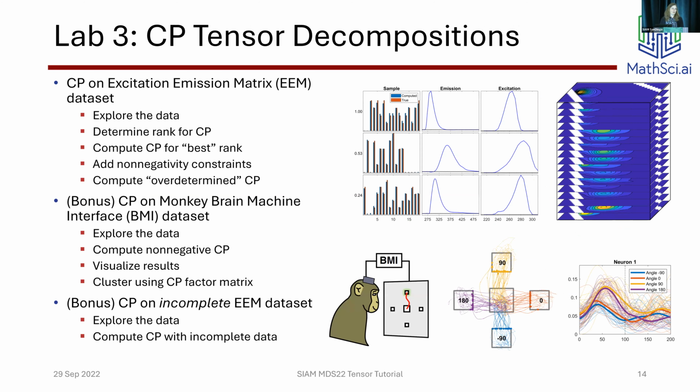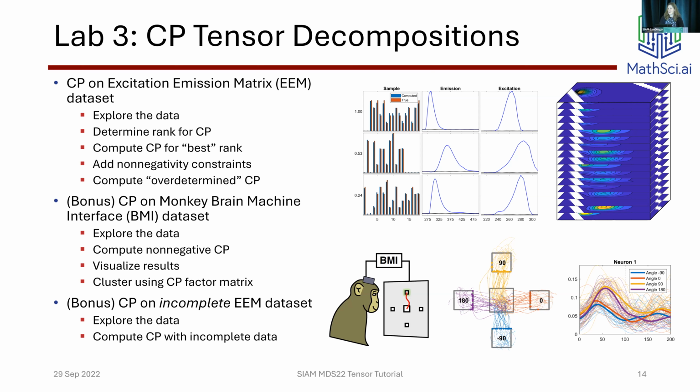So in this lab, you're going to play with that EEM data set. You're going to explore the data. You're going to try and figure out the best rank to use if you're using that CP. And then you're going to run CP for the best rank and look at it. You're going to add non-negativity constraints. And you're also going to play around, like if you pick the wrong rank, what would happen?